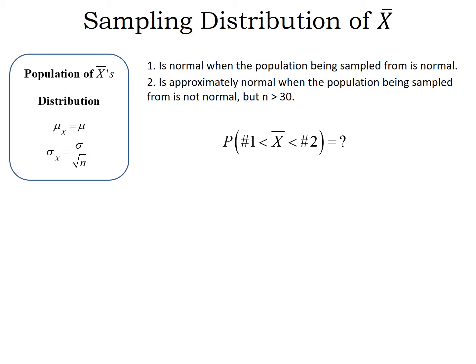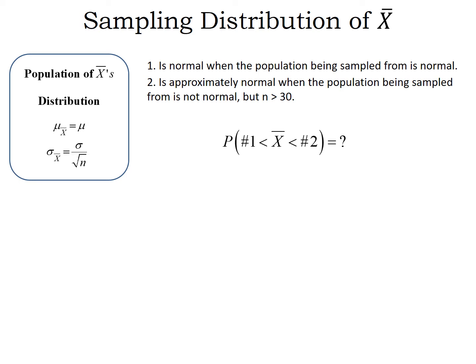Okay, so what's the probability that the sample mean is between two numbers? I'm just going to use number 1 and number 2 here, for example. Number 1 could be negative infinity if you just want to be smaller than some number. Number 2 could be positive infinity if you just want to be bigger than a number. Or those could be two finite numbers, like from negative 4 to positive 83.